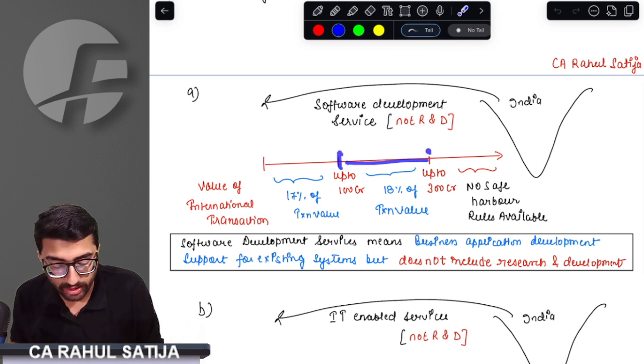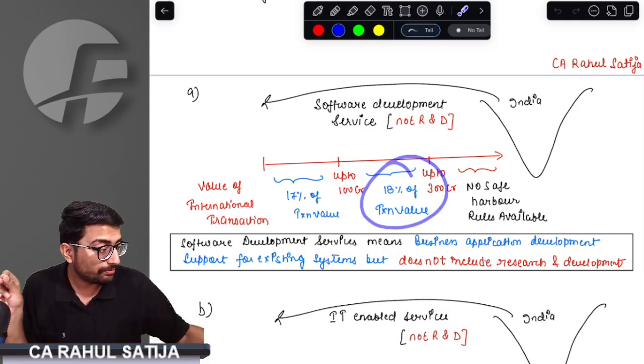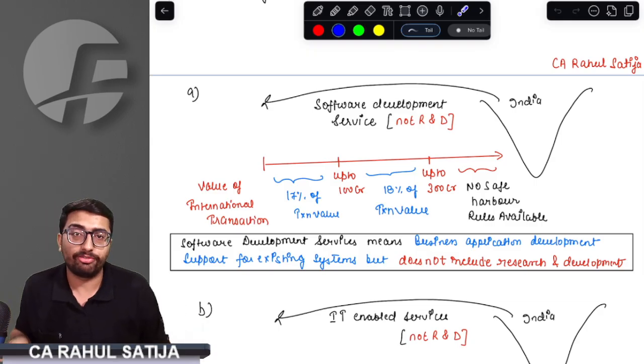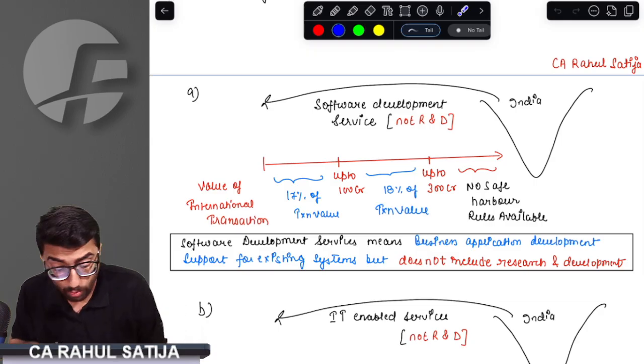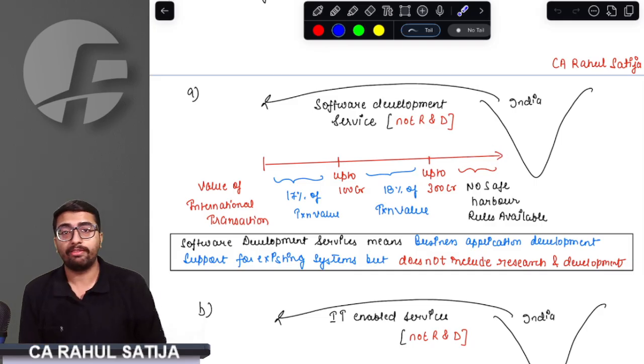But sir, if the transaction exceeds 100 crore to 300 crore, then what to do? You have to declare 18% as your profit. Got it, sir? What if the transaction exceeds 300 crore? The provision says no safe harbor rule will be given to you.